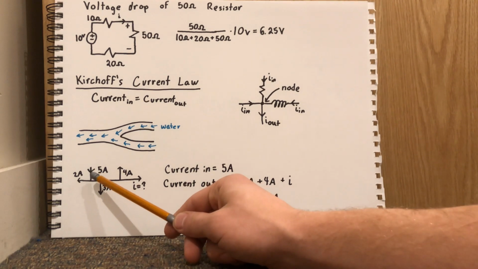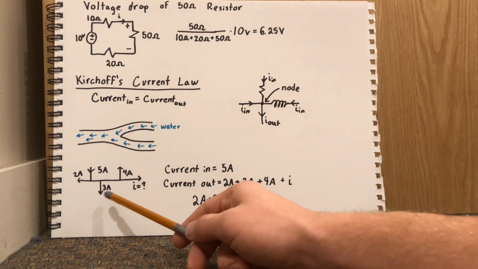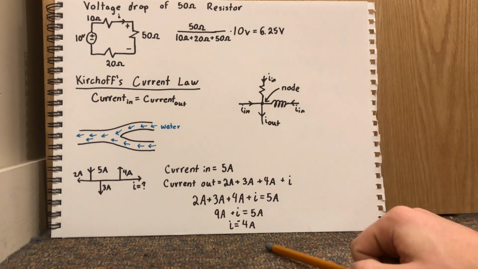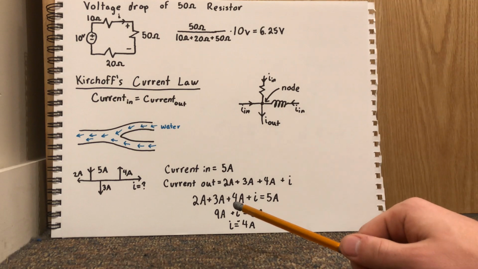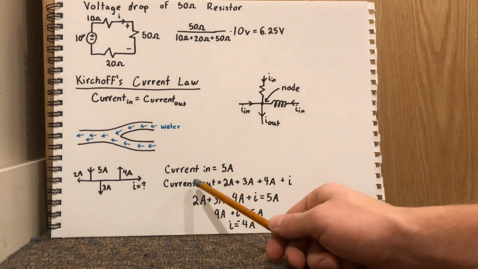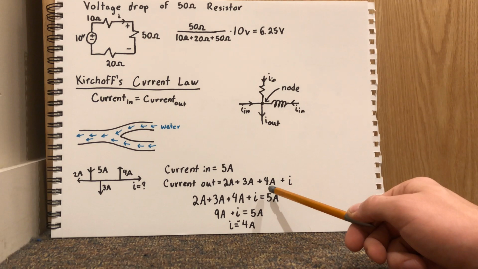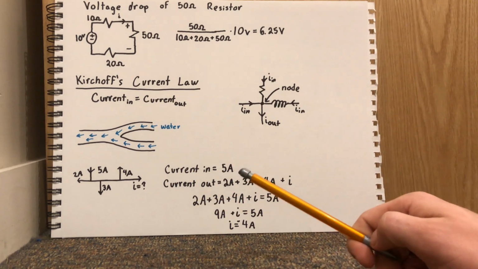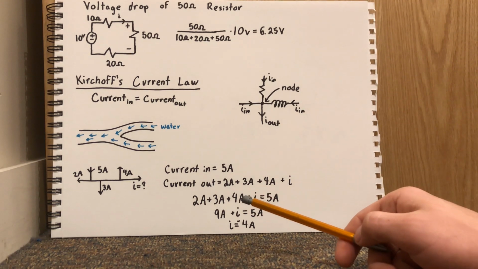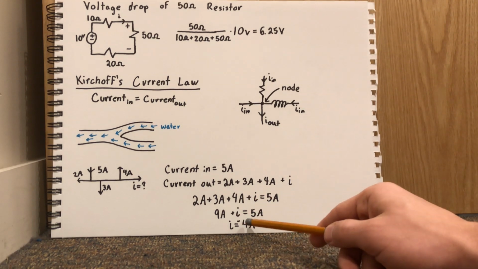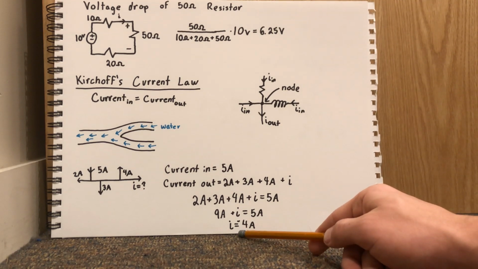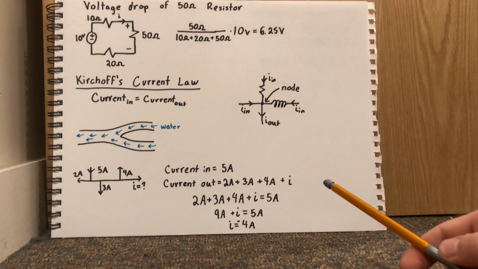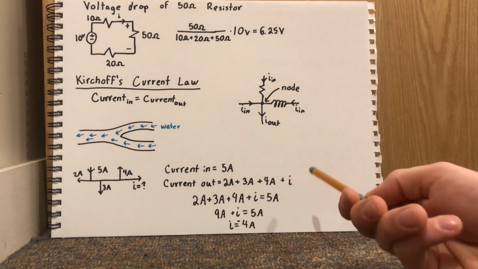So we have 5 amps going in, 2 amps leaving, 4 amps leaving, and 3 amps leaving. We want to find the current measured in this direction, left to right. We see that our current in is 5, and our current out is 2 amp plus 3 amp plus 4 amp plus this I value. Setting them equal to each other, we find that 9 amps plus I equals 5, and that this current measured left to right is a negative 4 amps, which is pretty much saying that it's actually moving right to left at 4 amps.